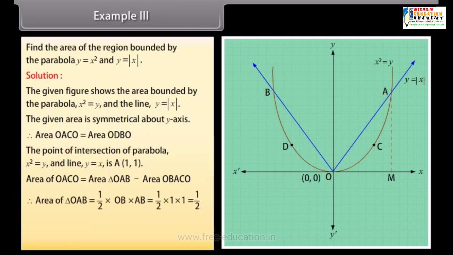Therefore, area of triangle OAB equals 1 upon 2 into OB into AB equal to 1 upon 2 into 1 into 1 equals 1 upon 2.